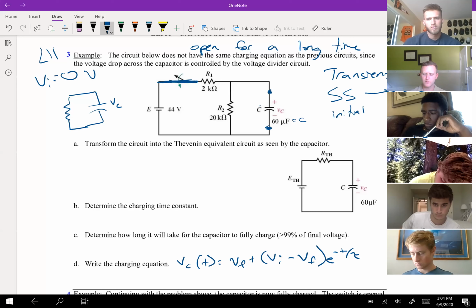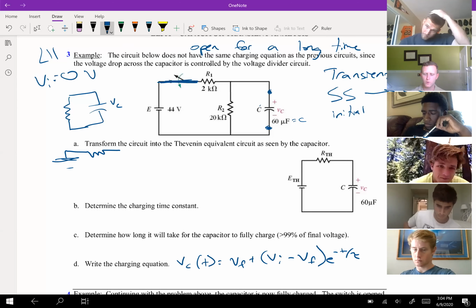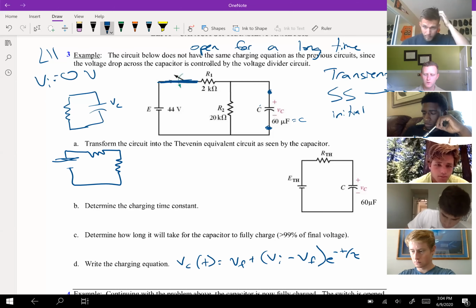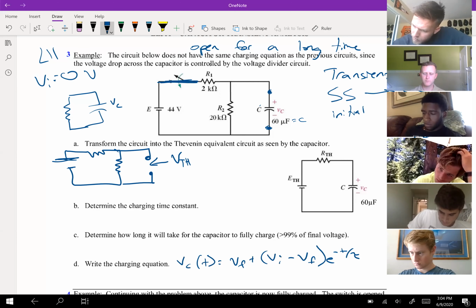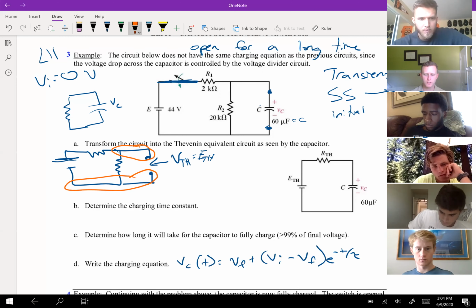So if I transform it into a Thevenin, right here, there's R1, there's R2, and then I remove the load. That's how we find V Thevenin or E Thevenin, same thing, but it's the voltage across these open nodes, which in this case is the same as the voltage across the 20 kilo ohm.